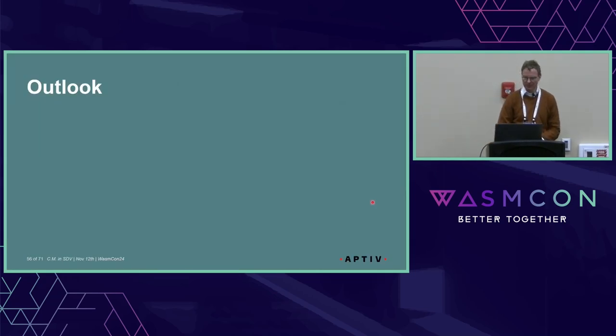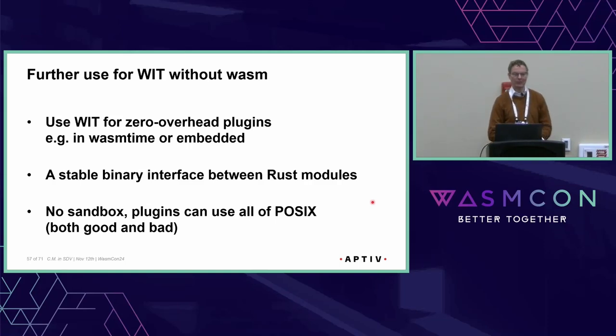So just going for some wider things. Using WebAssembly interface types without WebAssembly enables some unique things. You can use zero overhead plugins, for example, for doing plugins within Wasmtime or an embedded, by just creating shared libraries for these. And you can create a stable interface between Rust modules, which would work across compiler versions. Rust is notoriously known for not having binary compatibility between compiler versions.